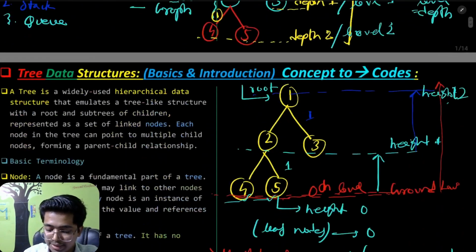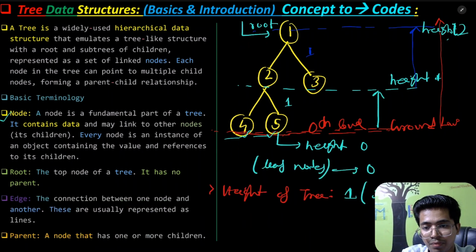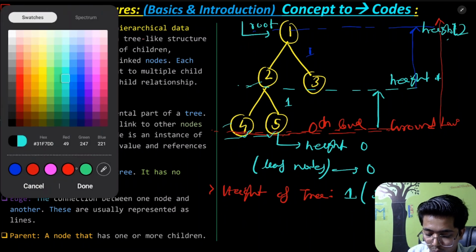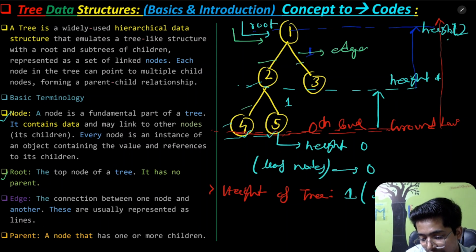Now let's understand the terminology. Node: I already made you understand what a node is. All those leaves that are present, we call the nodes. Now root: I made you understand the top node of a tree. This top node is called the root. Edge: all those connections, these paths, are called the edges.